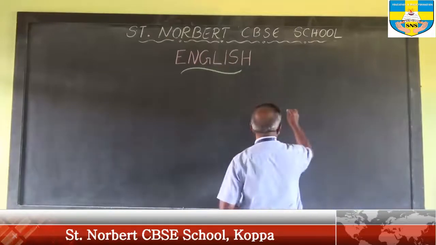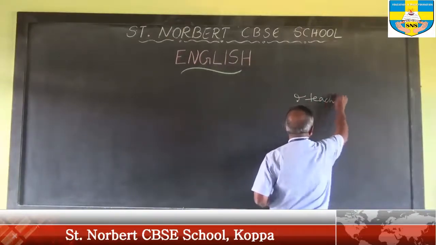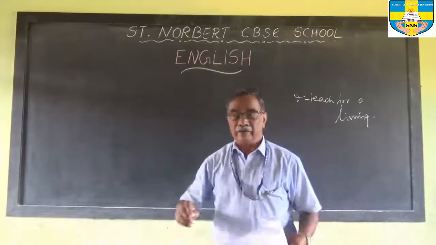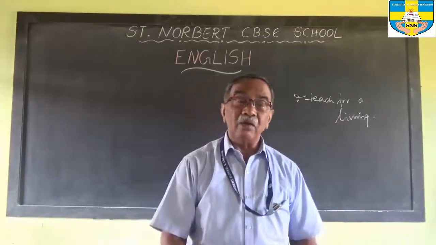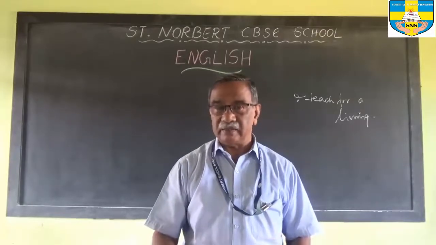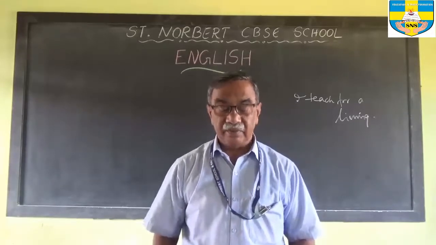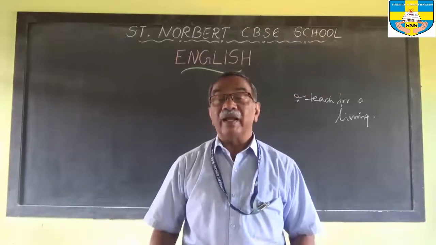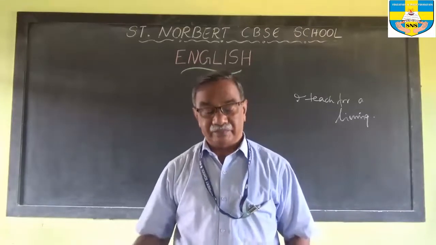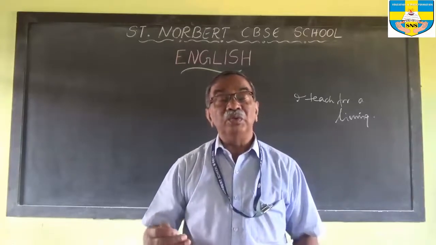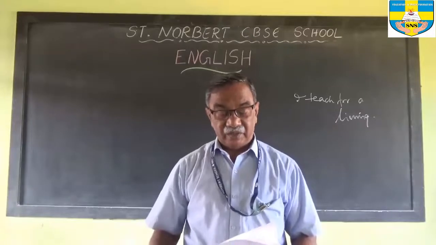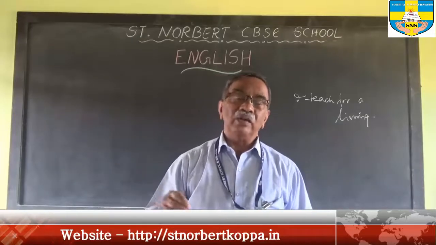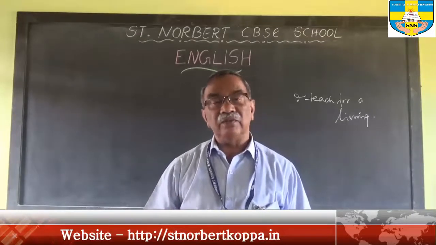I want to get the answer, I teach for a living. In how many ways can I ask a question in order to get this particular answer? For example, you can ask, why do you teach? You can ask, how do you earn a living? You can ask, what do you do to earn a living? You can ask, do you do anything to earn a living? Now to all these questions, the answer will be, I teach for a living.